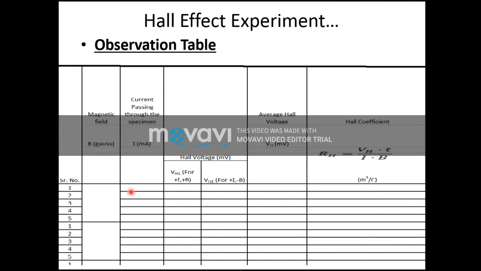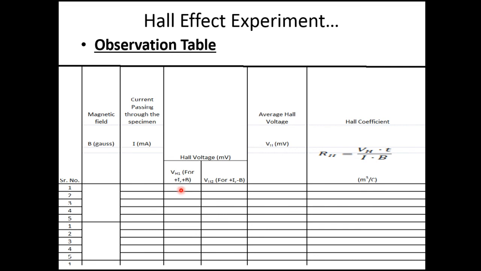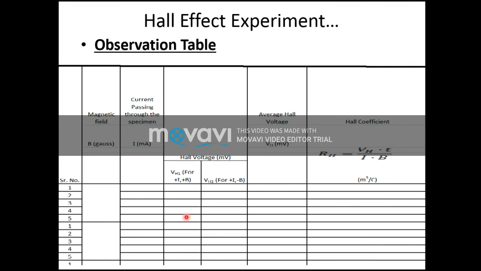Suppose you are putting 1 milliampere and you are getting some value of Hall voltage, and this Hall voltage will come across the width of the strip. Remember this, which you are measuring through the same Hall setup. So like this you will write the 5 values. Then you see here, this is Hall voltage. There are two columns here.